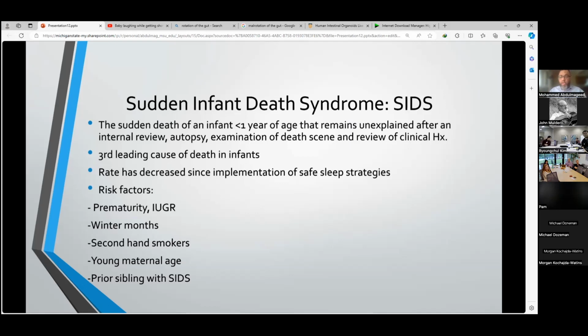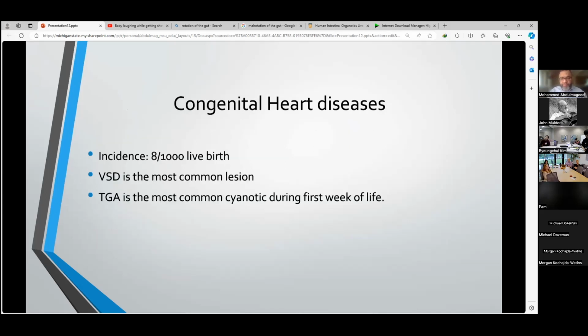IUGR is similar to this. Winter months, because in winter people tend to wrap babies in a lot of clothing, which can cause also sudden infant death. Secondhand smoke was found to have a good correlation with SIDS. Young maternal age because of awareness, education, just being young itself, taking care of a baby can be very overwhelming. So unfortunately, this is very common to happen in young maternal age. And of course, history of a prior sibling with sudden infant death means that the new sibling also can have it. So we watch those very carefully.